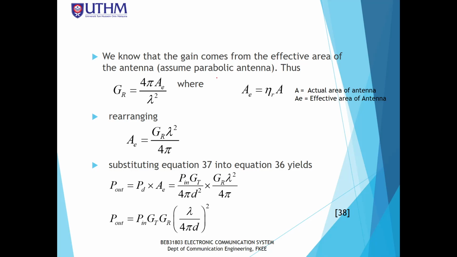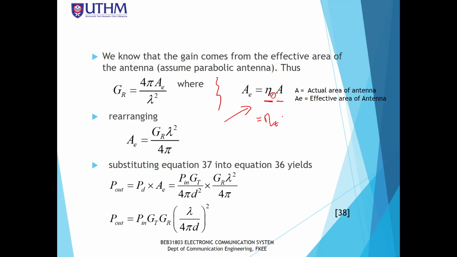Okey, so ni saya pecahkan dulu. So AE, effective area of the antenna, is equal to the antenna efficiency multiplied with the actual area of that antenna surface. Kenapa ini bentuk efficiency NR, and R here is a receiver? Dia merujuk kepada receiver.